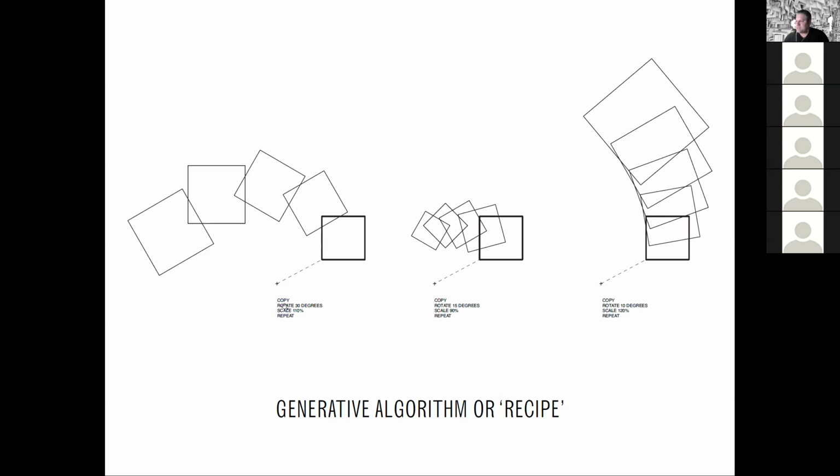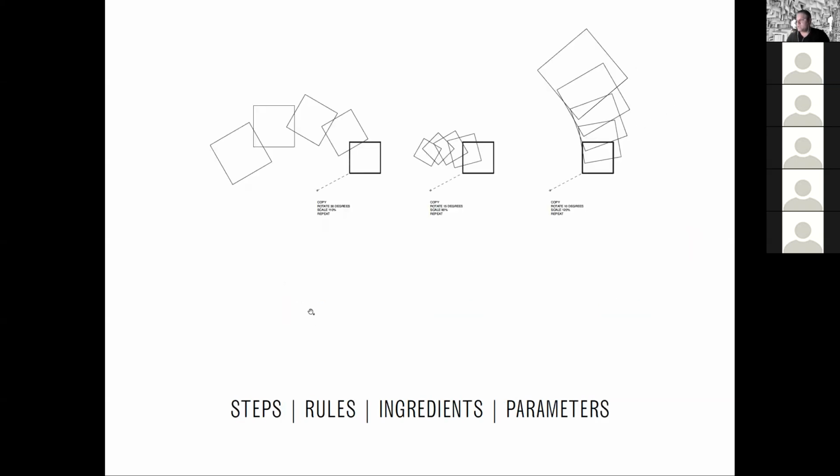And so we can take this further, right? We have a step-by-step set of instructions. Let's look at this. So steps, rules, ingredients, and parameters. And this is really the meat and bones. These are the 4 things you need to make an algorithm. And so 4 things you need to start to think about the logic of parametric design, right? So let's break this down.